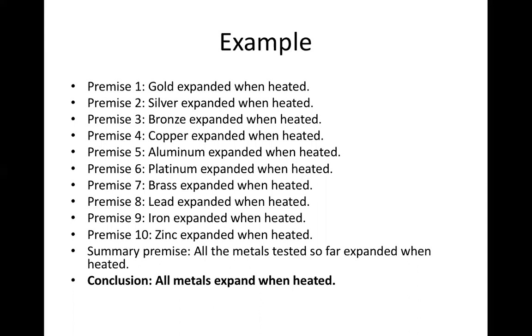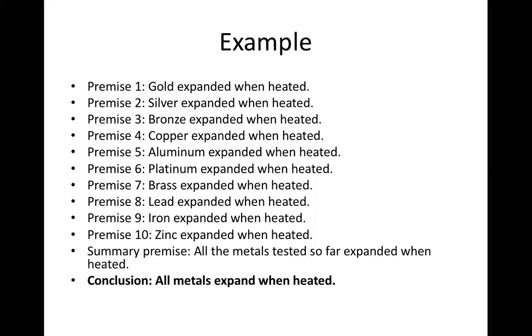Here you are seeing all the metals in the summary premise. And in the conclusion, you are seeing all metals. So all the metals in the summary premise are countable. All metals in the conclusion are not countable. So that means that you have the premises and even the summary of premises are particular statements, and then the conclusion is a general statement. So this argument is jumping from the particular to the general.